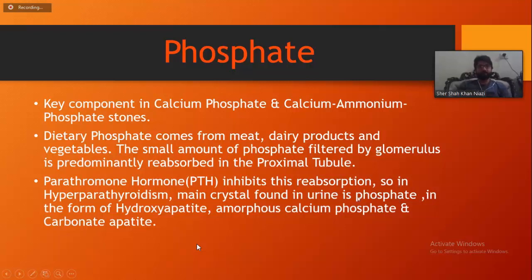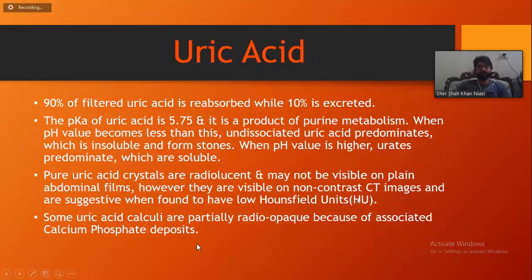Then we have uric acid. 90% of filtered uric acid is reabsorbed, while 10% is excreted. The pKa value of uric acid is 5.75, and it is a product of purine metabolism. When the pH value becomes less than this, the undissociated uric acid predominates, which is insoluble and forms stone. When the pH value is greater than this, urates predominate, which are soluble.